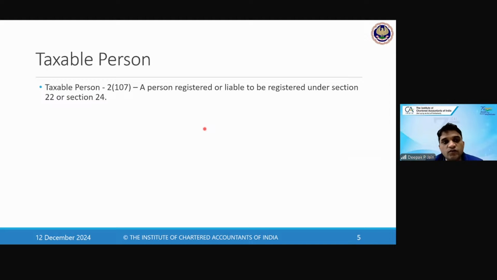Now, some important definitions. What is a taxable person? A taxable person means a person who is registered or liable to be registered.